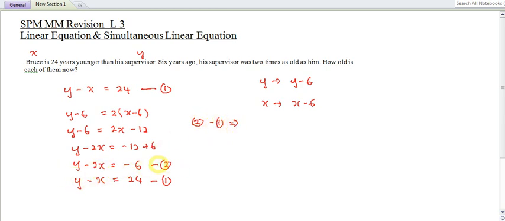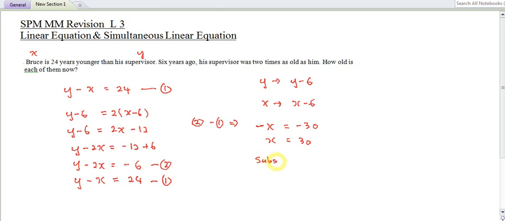y minus y becomes 0y. Negative 2 minus negative x. Negative become positive. It's actually negative 2 plus x. So you will get negative x. Okay, so here we will get negative 30. Okay, so x is equal to 30. So now we know that the age of Bruce is actually equal to 30 years old.